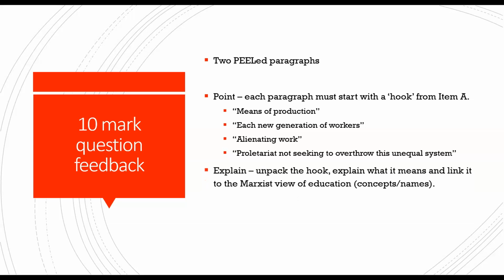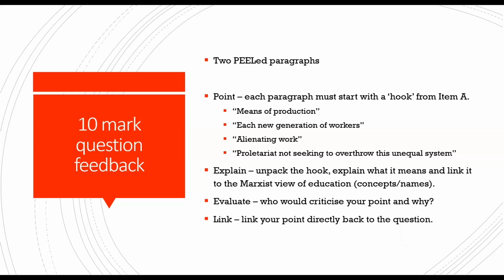Once you've got your hook, you need to explain it, unpack it. What does it mean? Obviously link it to the Marxist view of education, and that's when you can bring in all of your concepts, your names, your theories, your studies that you've revised. You've got to evaluate. Who would criticise your point and why? Who would argue that education is not a negative experience? How could you criticise some of those Marxist sociologists like Althusser, Bowles and Gintis, and Paul Willis? And finally, link your point back to the question. If you followed this structure twice, you're probably going to get quite a good mark. I imagine 7 or 8 out of 10 at least.